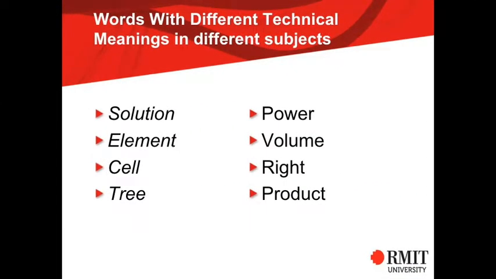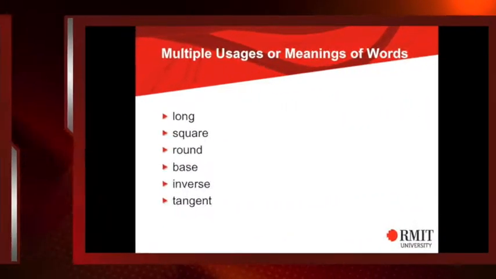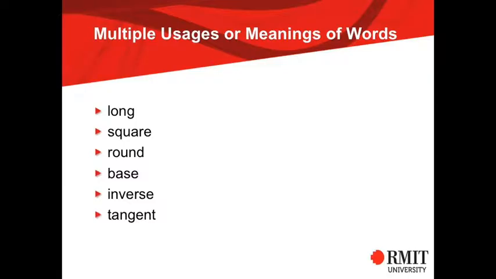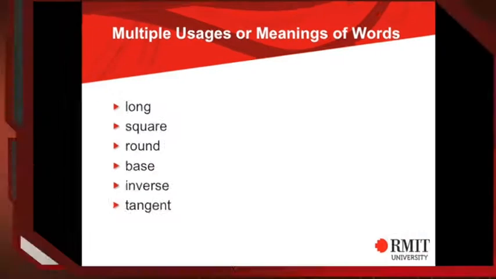Then we come to words with different technical meanings. For example, solution in mathematics is very different from solution in chemistry. A cell in biology is different from a cell in physics. Words that have different meanings in different subjects in one language.